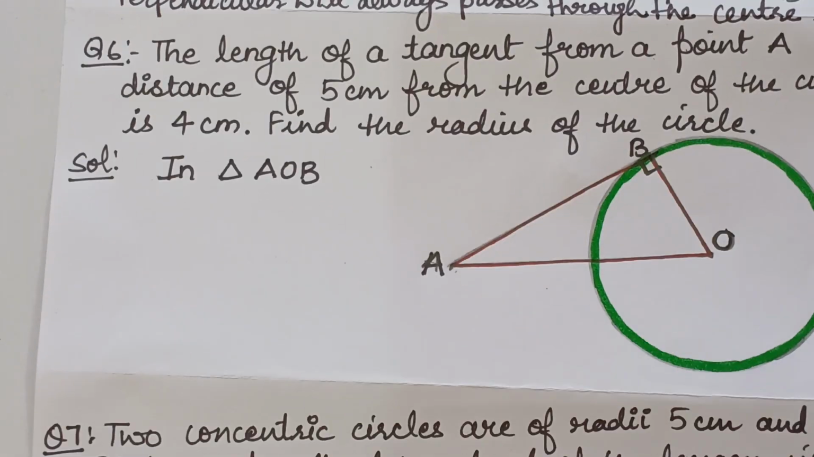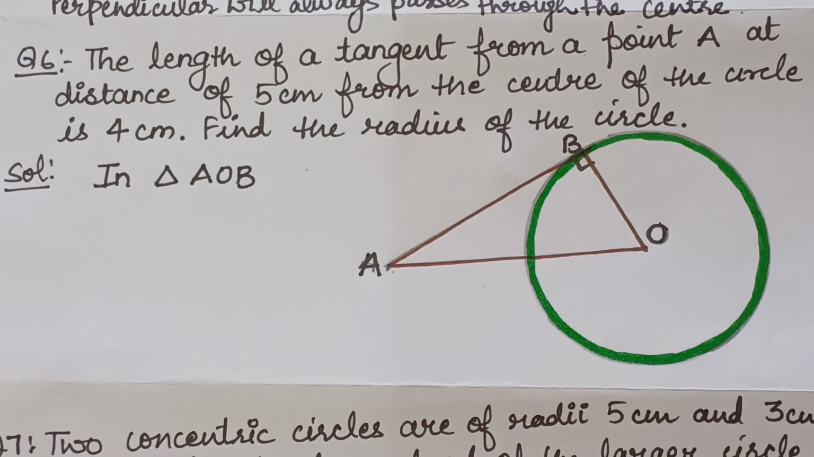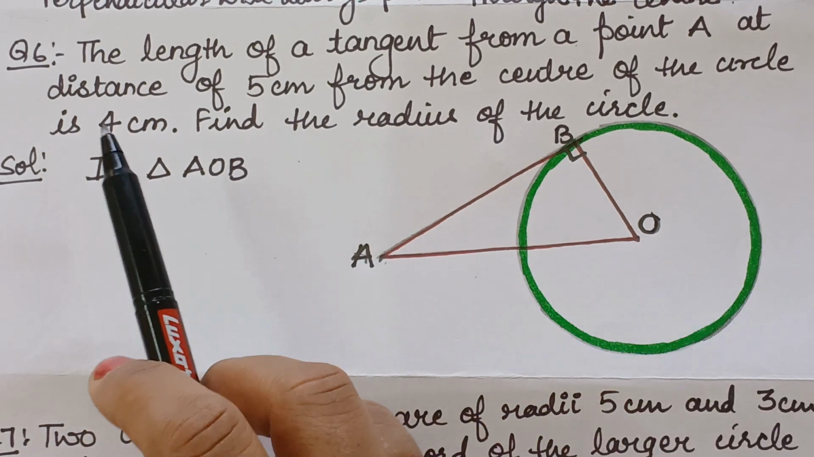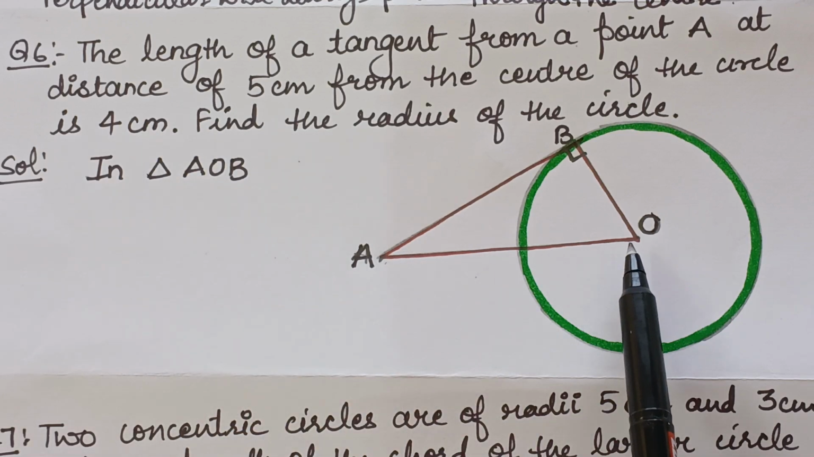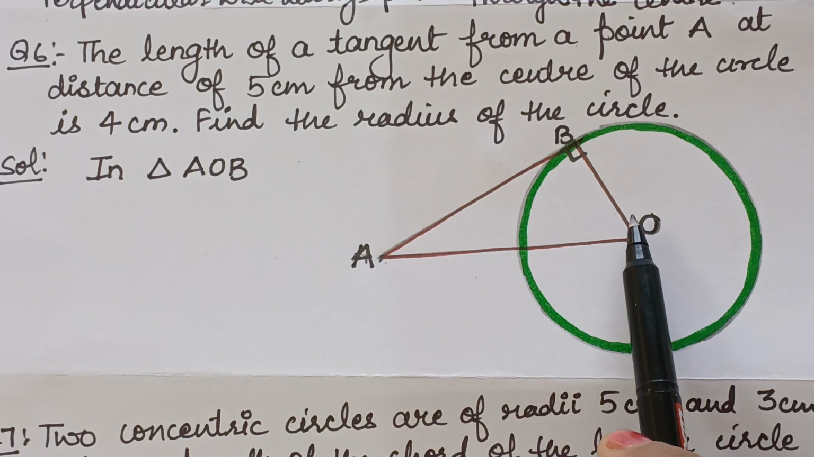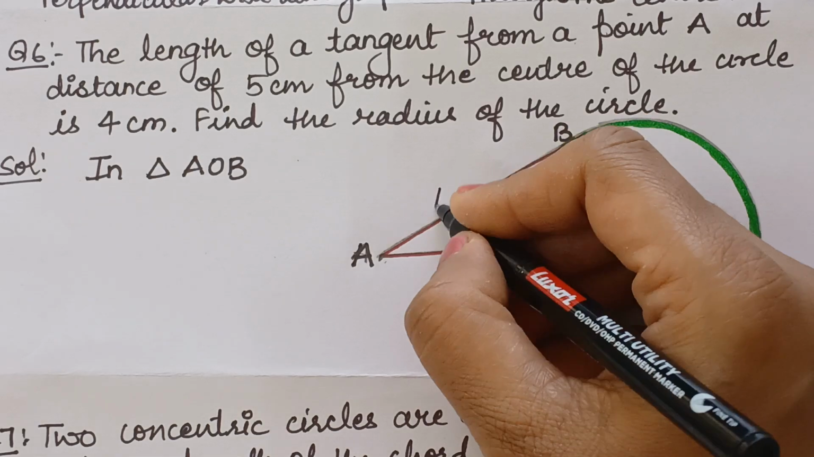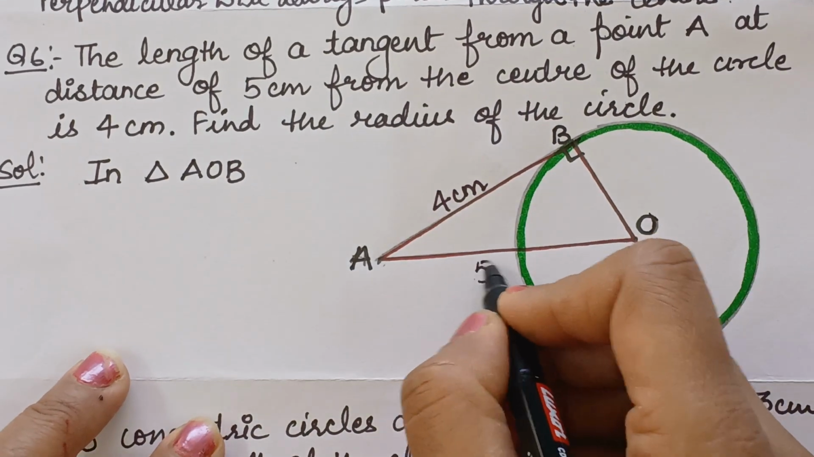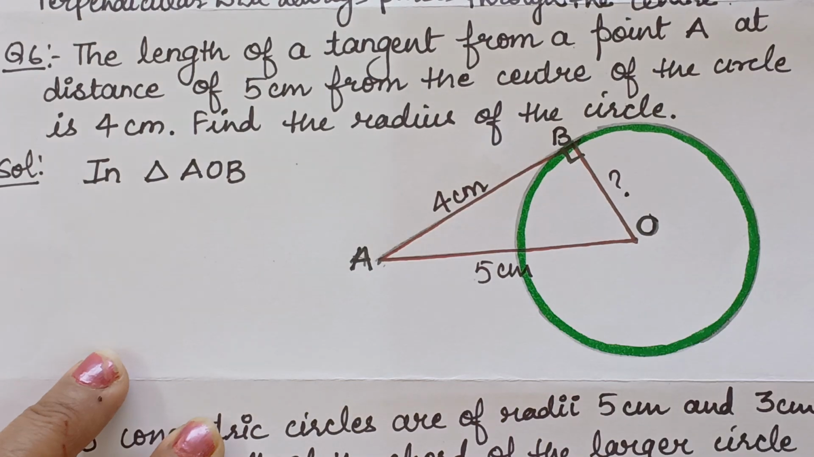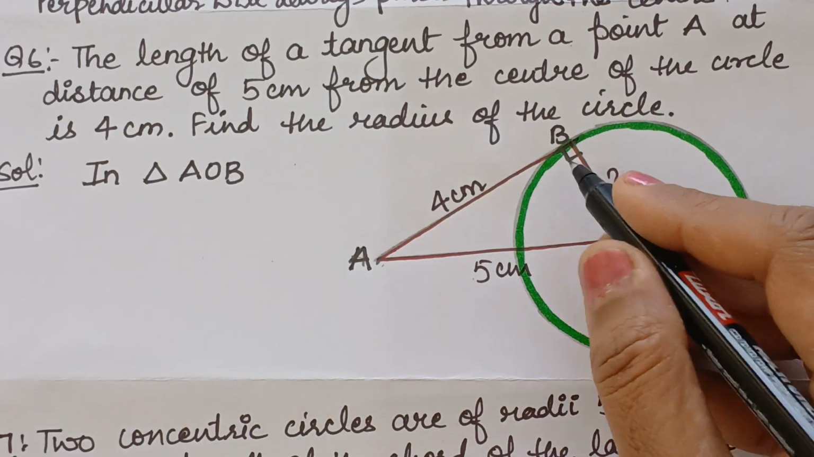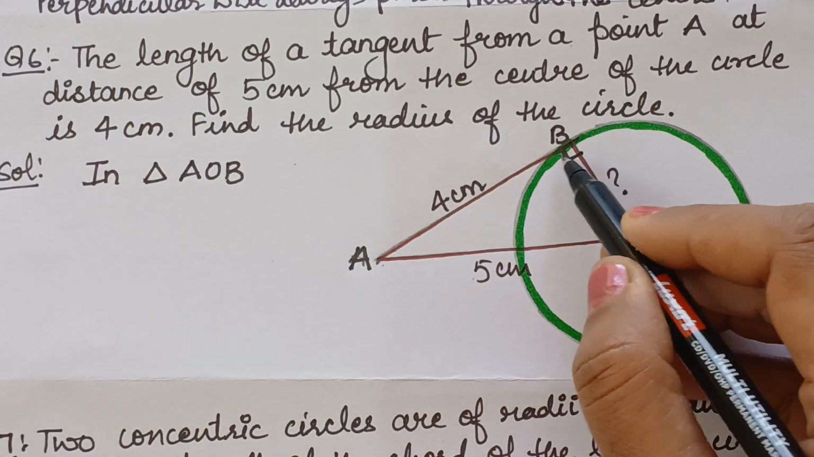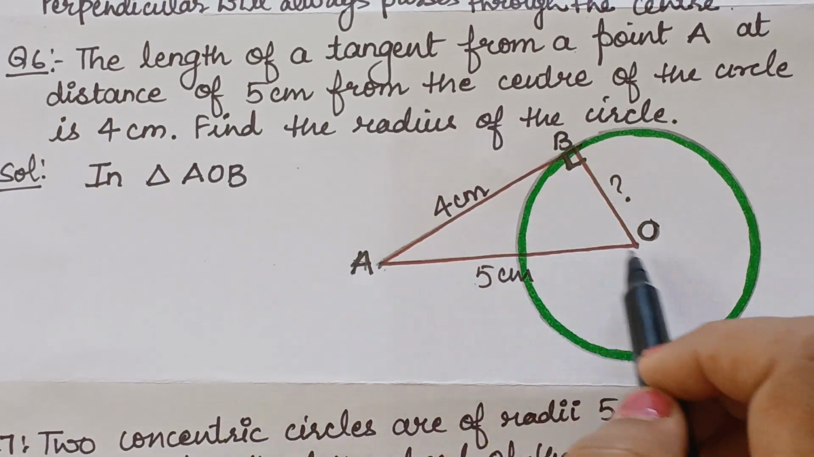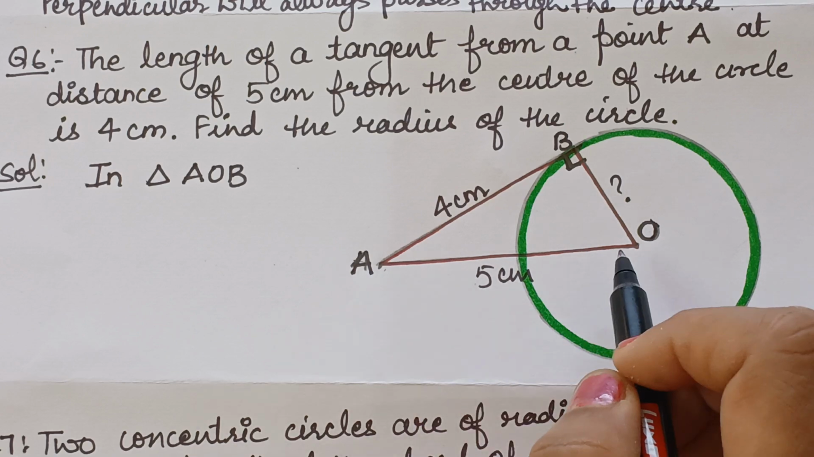Now question 6. The length of a tangent from a point A at a distance of 5 centimeter from the center of the circle is 4 centimeter. So the length of the tangent is 4 centimeter and the distance from the center is 5 centimeter. We have to find the radius. As radius and tangent are perpendicular to each other, this angle must be 90 degrees, and if it is 90 degrees, then it is a right angle triangle, and we can apply Pythagoras theorem here.